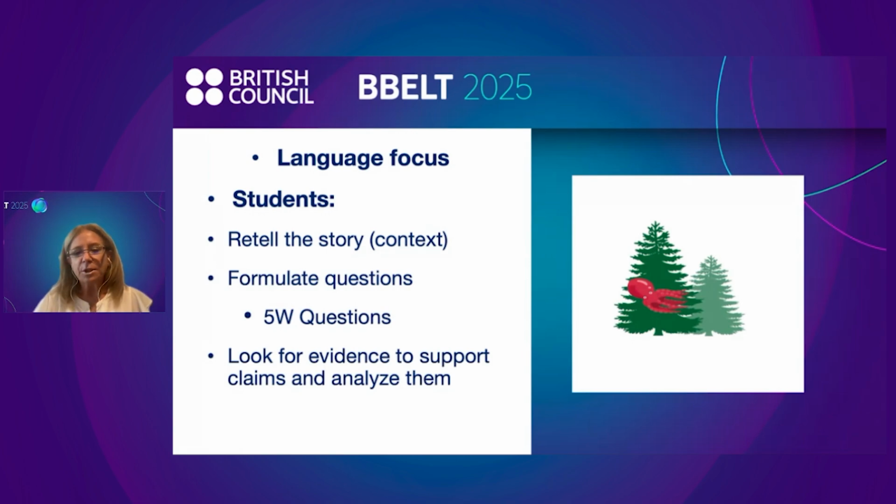One way of helping our students develop critical thinking is to analyze the story by asking the so-called 5W questions, or journalistic questions. Why is this piece of news published? Who published it? When was it published? Where? And what is this information? What is the content of this information?